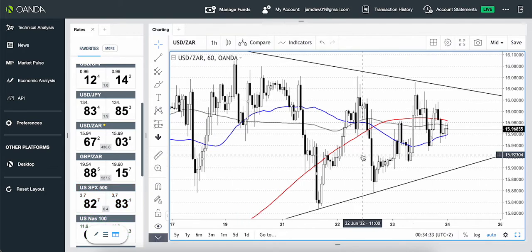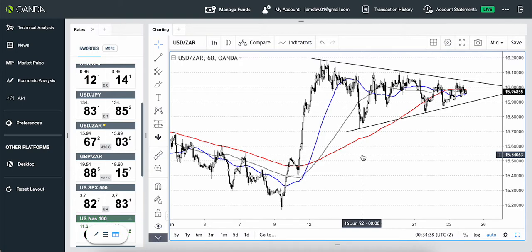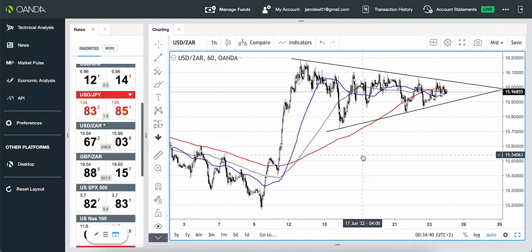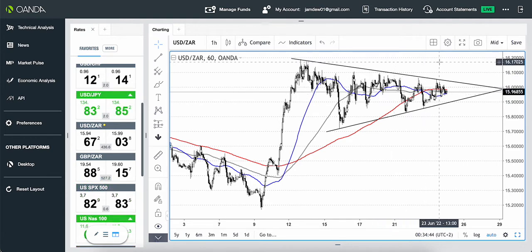Now, how to trade this? Well, we want to trade a breakout. Which way would we expect this to move? Well, in a triangle after an upward trend, you'd expect the breakout to be higher. It may break out lower. A triangle is kind of non-directional, but it depends on the preceding trend. And in this case, we've got an uptrend, so we expect the breakout to take place upwards.